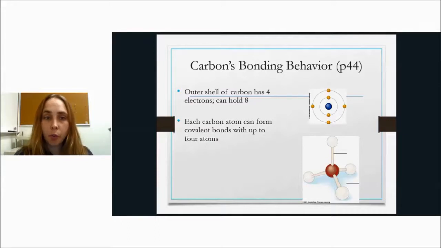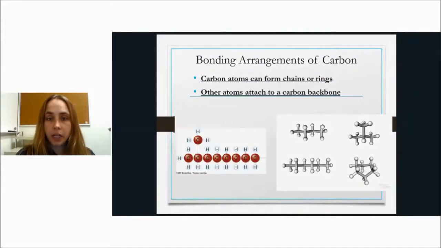Carbon has 4 electrons in its outer shell, and if you remember from previous videos, the outer shell holds 8 electrons total. So carbon can bond with up to 4 different atoms. It can have 4 covalent bonds. Carbon can bond in chains or in rings, or other atoms can attach to the carbon backbone.